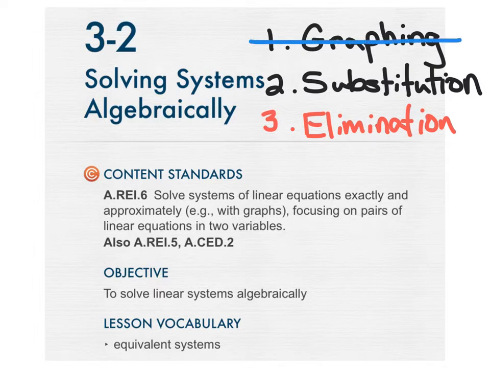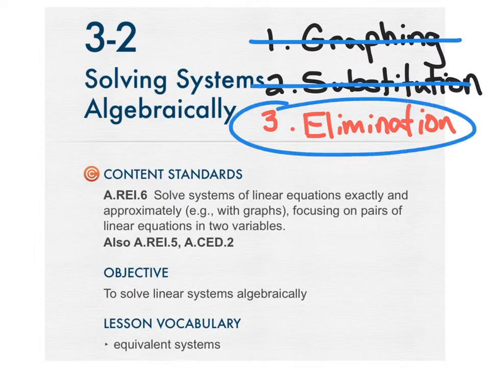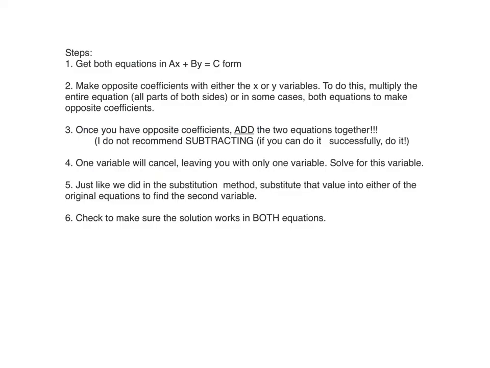Substitution is only going to be the best method when we have a coefficient of 1. So for all other problems, I think elimination is going to be our easiest method. All right, this screen here gives all the steps for the elimination method. This is a good screen to pause. I'm not going to take a ton of time on this.